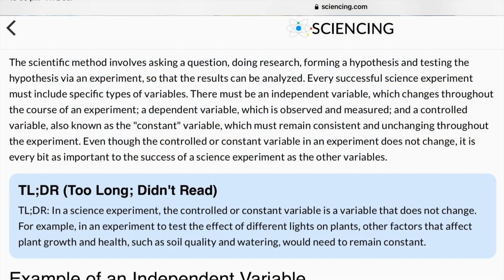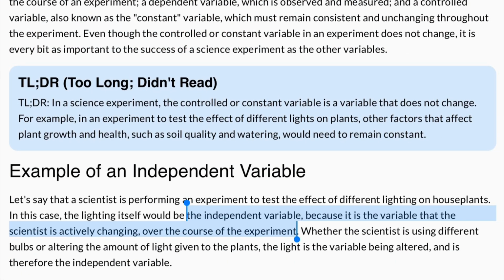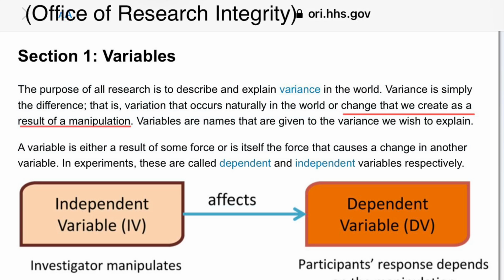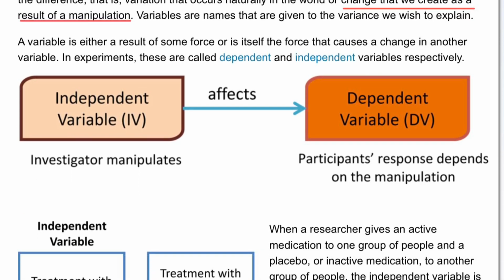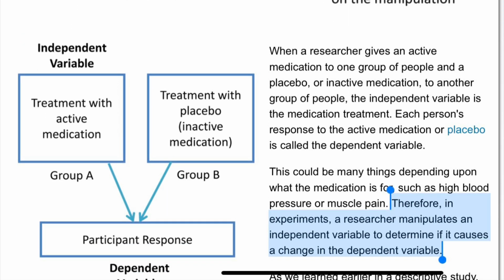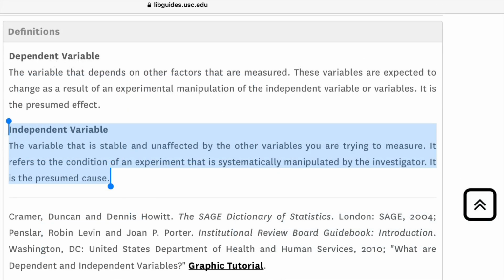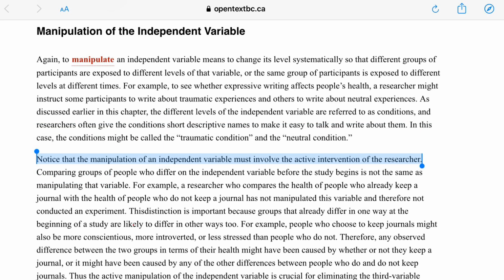What a surprise, the scientific method disagrees. From sciencing.com, the independent variable is the variable the scientist is actively changing over the course of the experiment. From the Office of Research Integrity, change that we create as a result of manipulation. Also, in experiments, a researcher manipulates the independent variable to determine if it causes a change in the dependent variable. From LibGuides, it refers to the condition of experiment that is systematically manipulated by the investigator. And from Boston College, notice that the manipulation of an independent variable must involve the active intervention of the researcher.